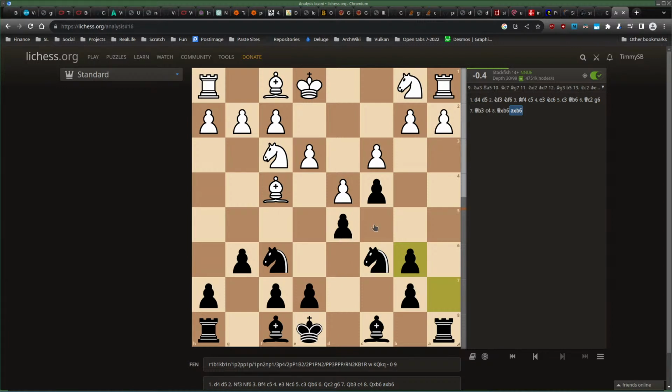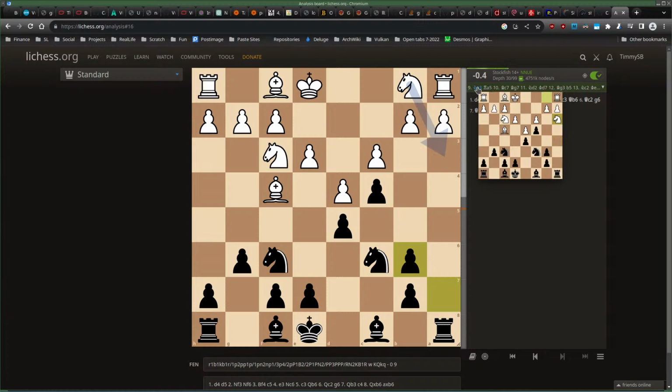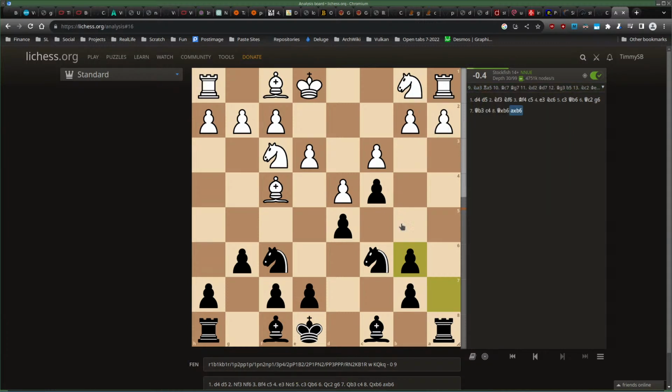What should I play here? Knight a3? Is that the threat? White, it's white to move. Okay, let's say he plays that. Then I have to play this rook, to stop the knight from coming here, I suppose.